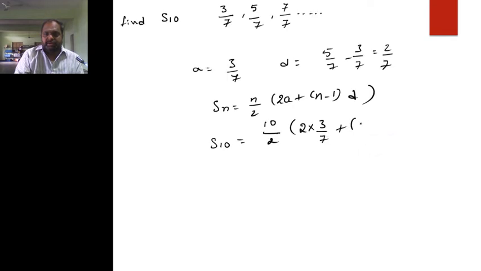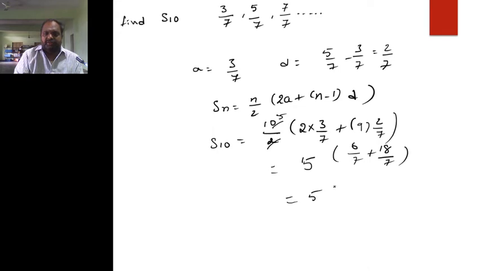10 minus 1 means 9. D means 2 by 7. Okay. 10 by 2 means 5. 2 1s are 2, 5. 5 into 2 3s are 6 by 7. 9 2s are 18 by 7. Okay. 5 into, LCM is 7. 18 plus 6 is 24. 24 5s are 120. 120 by 7. This is the sum of 10 terms.